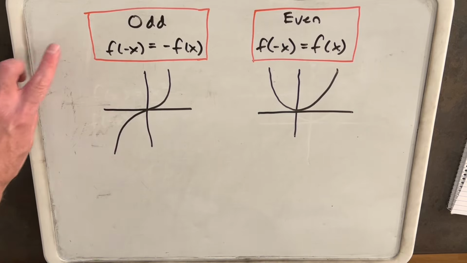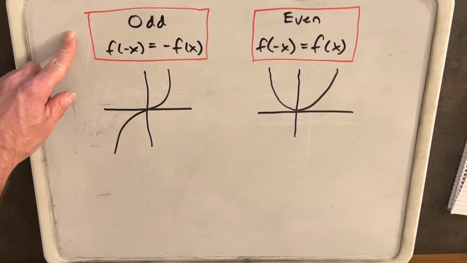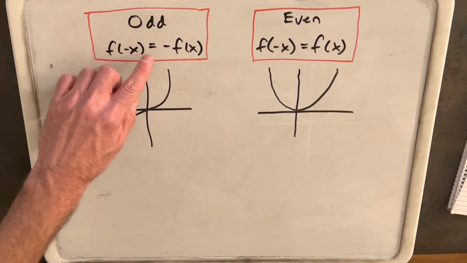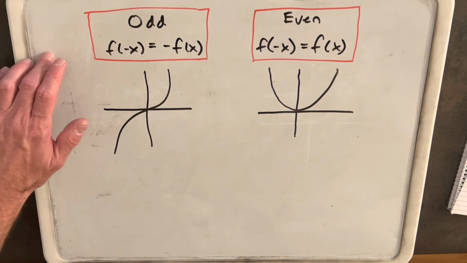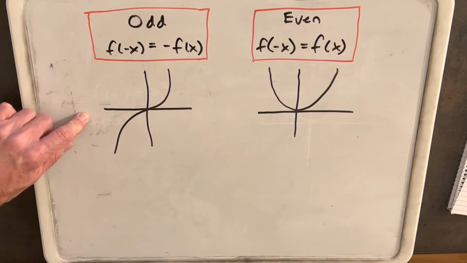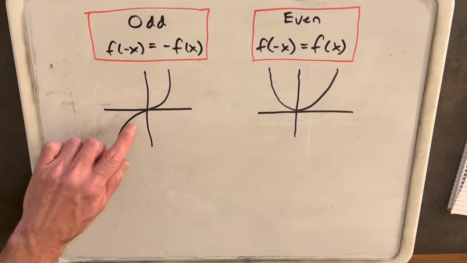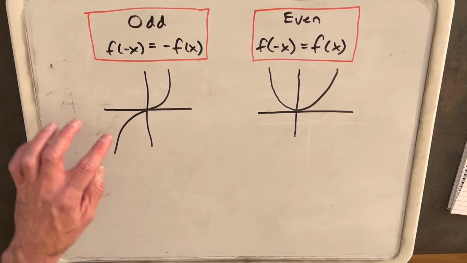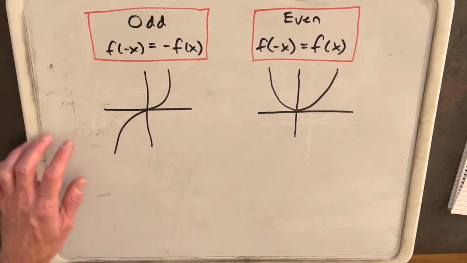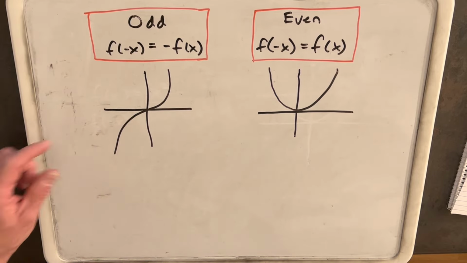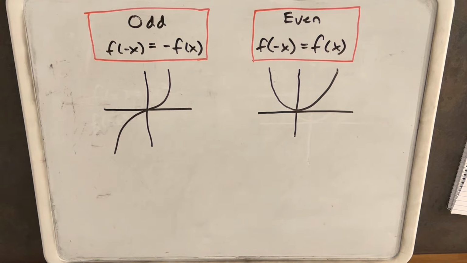So to start with, we have the definition of an odd function, which is f of minus x equals minus f of x, and that will have a graph that looks something like this, that it'll go through the origin, and it'll have this kind of symmetry where if you rotate this 180 degrees, you get back the exact same function, the exact same graph.